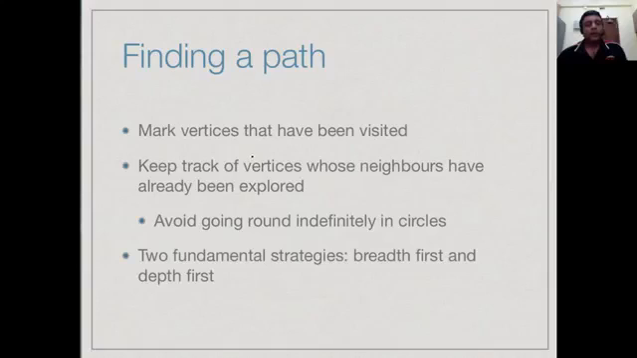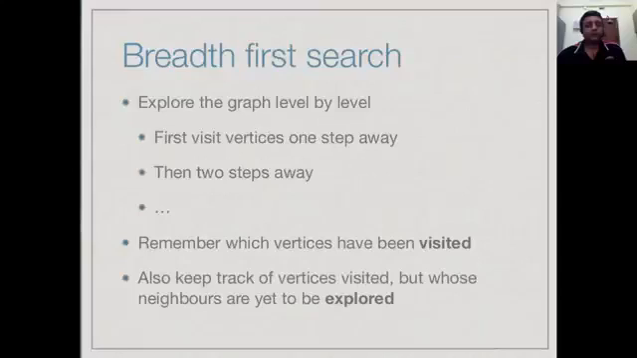Now our strategy for finding a path connecting a source vertex and a target vertex was as follows. We would start at the source vertex and keep exploring the graph systematically. Each time we went to a vertex, we would mark it as visited. And then we had to make sure that when we were exploring vertices, we did not re-explore the same vertex twice. So we said there would be two fundamental strategies, breadth first and depth first. Today we are going to look at breadth first search.